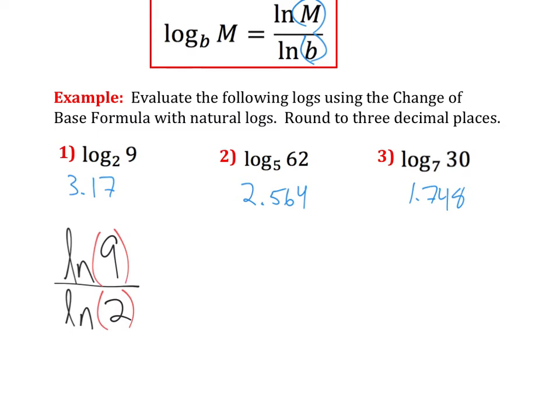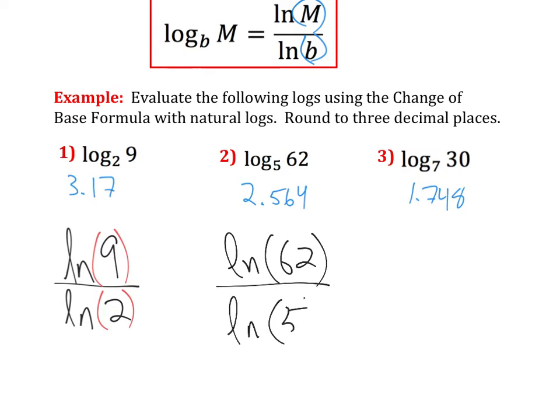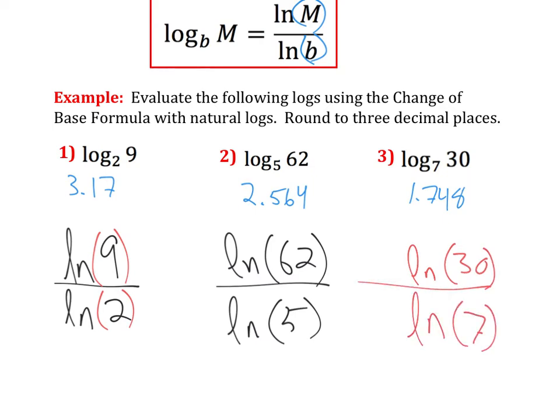We do the same thing with number 2, log base 5 of 62. Instead of using common log 62 over common log 5, we could do natural logs. That would look like ln 62, natural log of 62, divided by the natural log of 5. Again, base is always on the bottom. Last one, we'd have natural log 30, use parentheses wisely, divided by natural log of 7. So with these, just punch them into your calculator. Make sure you're using the correct keystrokes so that you're getting the correct results.